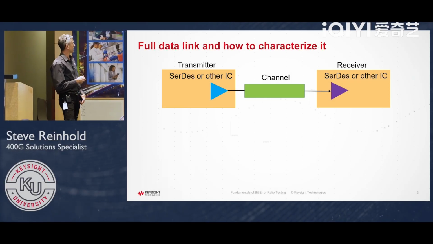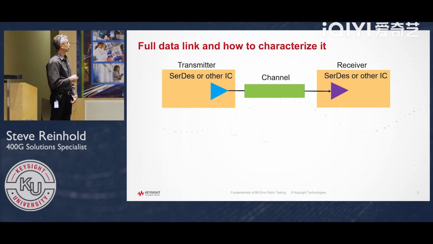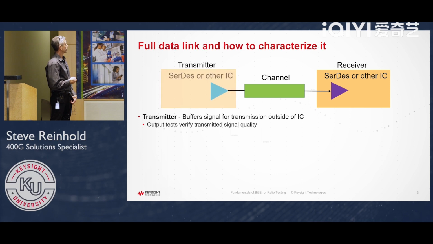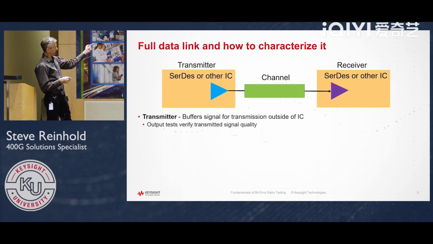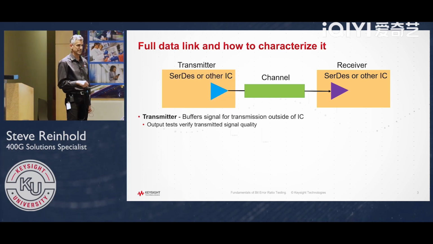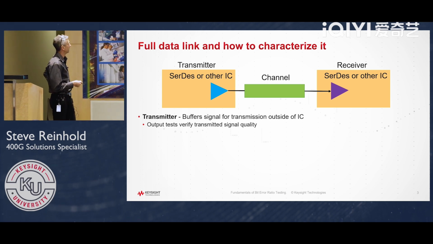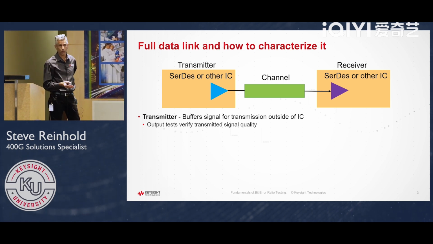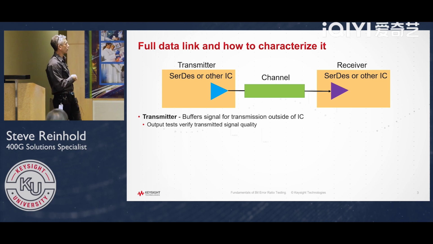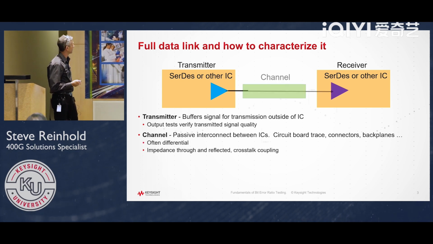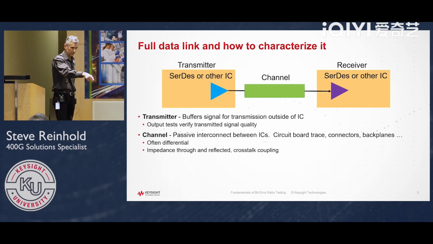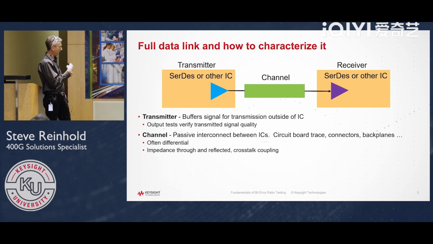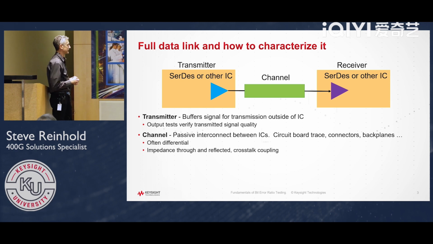So here's a picture of the actual link. First of all, there's a transmitter that buffers the signal and sends it outside of the IC. And we use oscilloscopes for testing the output quality of that transmitter. Then there's the channel. There's a nice channel up here. We talked about that. That's the passive interconnect between the ICs.